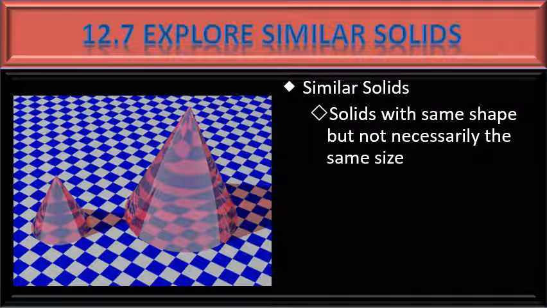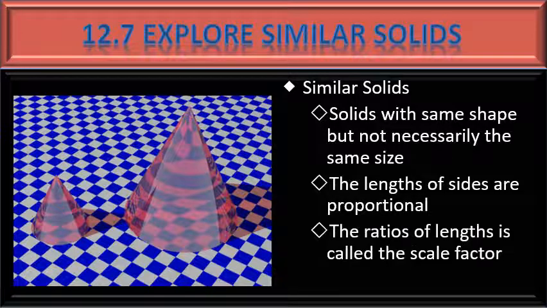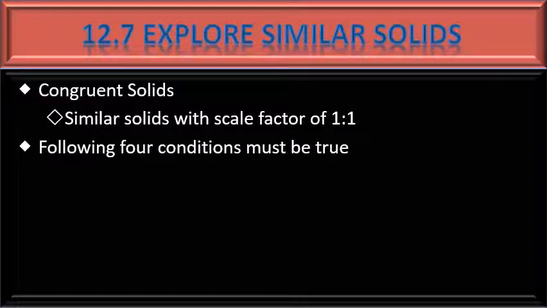Similar solids are solids that are the same shape but not necessarily the same size, like these two cones. The lengths of the sides are proportional. The angles are congruent, and the ratio of the lengths is called the scale factor. Congruent solids are similar solids with a scale factor of 1:1.